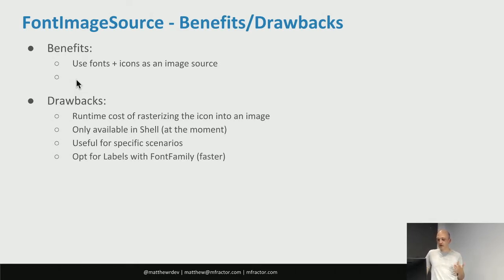So the benefit is the ability to use a font and an icon code as an image source. However, there are some drawbacks to it. I wouldn't use it for everything. I would opt for a label with the font family, just because I know that's faster. There's a runtime cost of taking that icon code in the font and rendering it to a bitmap. So if you can use a label with a font family, I would opt for that. This is only for specific use cases, I would say, but the use cases that it's for save you heaps and heaps of time and effort.